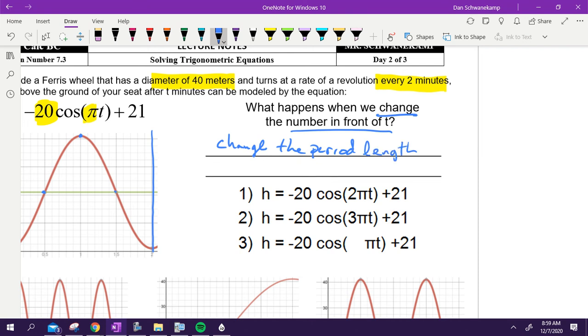Not only does it change the period length, how many times am I going to be 21 meters off the ground? Is that going to change? Yeah, it's going to change the solutions, the number of solutions more specifically. It's going to change the solutions and change the number of solutions. Okay, that's the main aspect that I need you to get today.